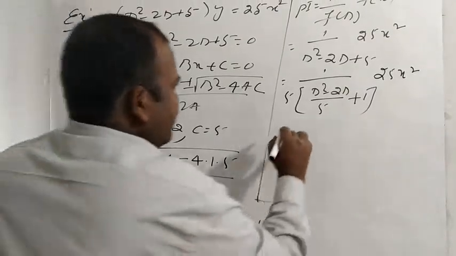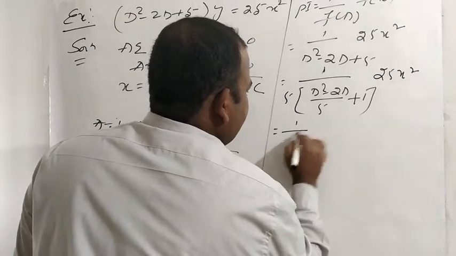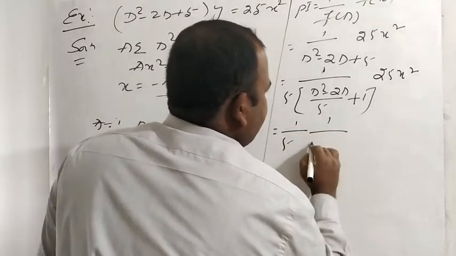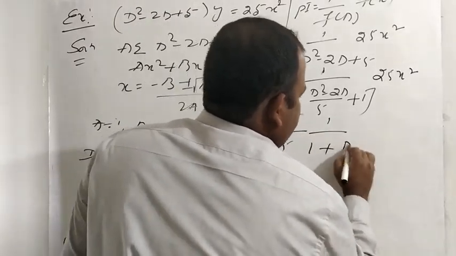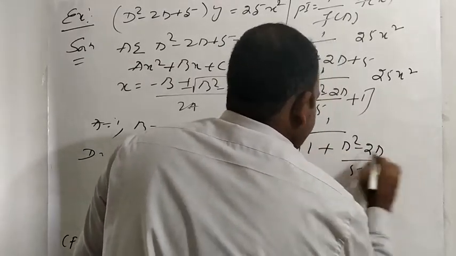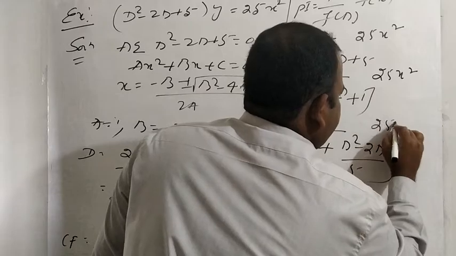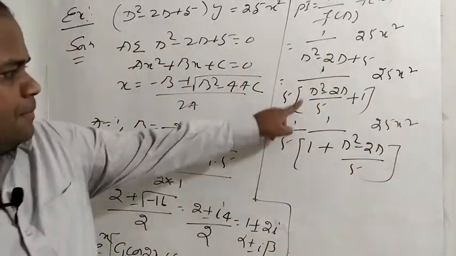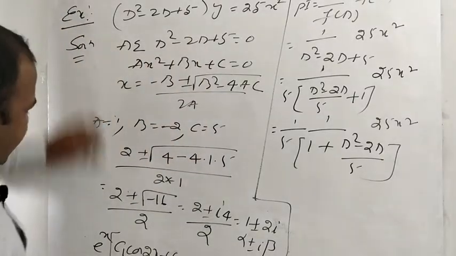Okay, so now this is 1 upon 5, so 1 upon 1 plus d square minus 2d upon 5, into 25x square. So it is converted into 1 upon 1 plus z. So what is the formula of 1 upon 1 plus z?